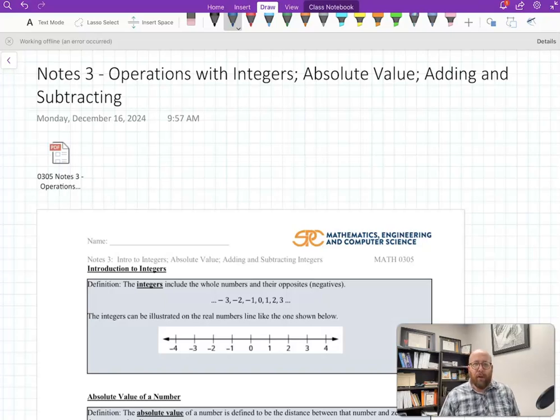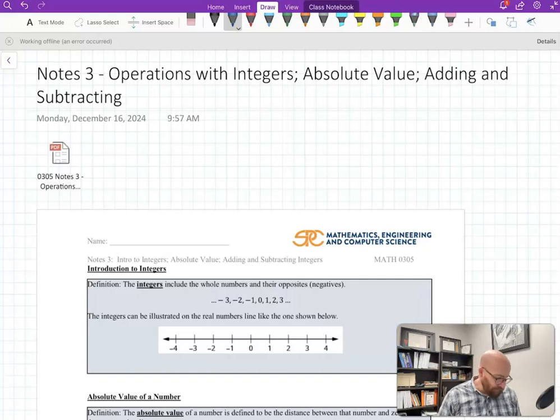Welcome to Notes 3, Operations with Integers, Absolute Value, Adding and Subtracting. So, we've been talking about how to add, subtract, multiply, and divide whole numbers, things like 0, 1, 2, 3, and 4, and so forth. Now, today we're going to talk about integers. Integers include not only our whole numbers, but also our negative numbers like -1, -2, -3, and so forth.